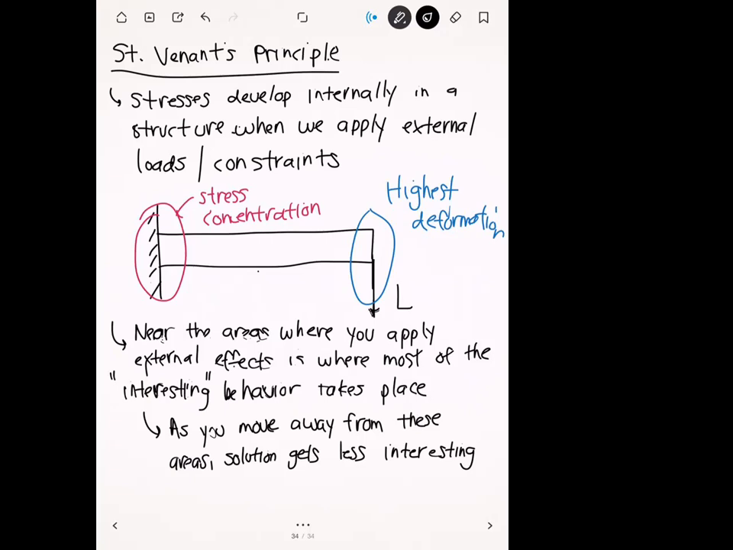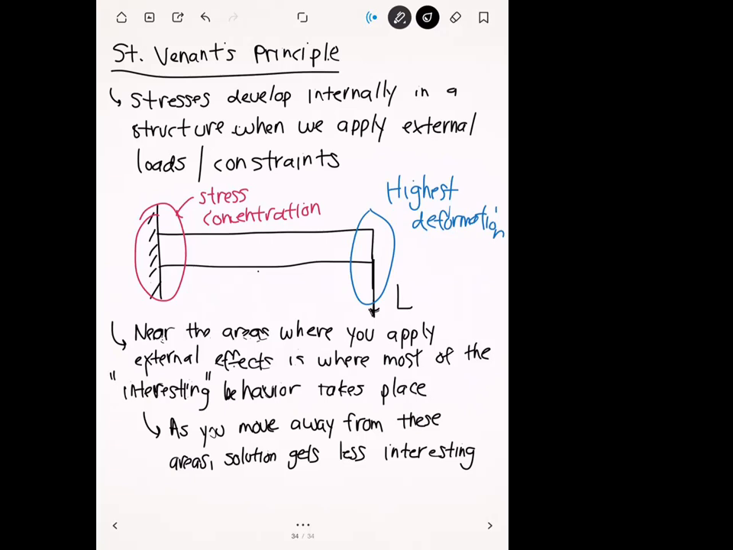It's just Saint-Venant who put it in words, and he became famous for it. And so this is a nice way to check your finite element results. Because if you're far away from one of the boundary conditions on your model and you see that your stress is really concentrated, you might want to double check that and see if that's actually what's happening.